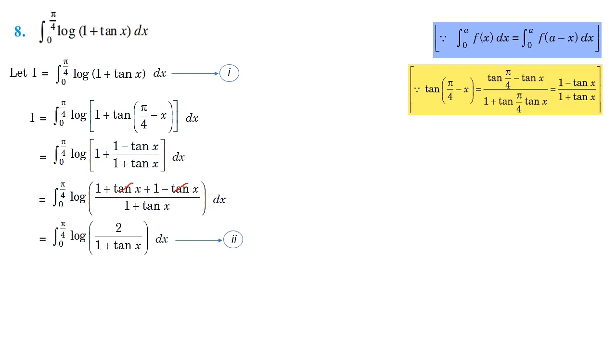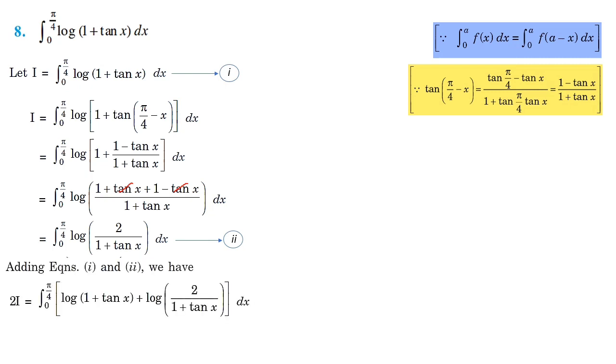Normal procedure, we will add equation number 1 and 2. So here I plus I, this is also I. So I plus I is 2I, equal to integral 0 to pi by 4, which is common. First term is log 1 plus tan x, plus second term is log 2 by 1 plus tan x dx.